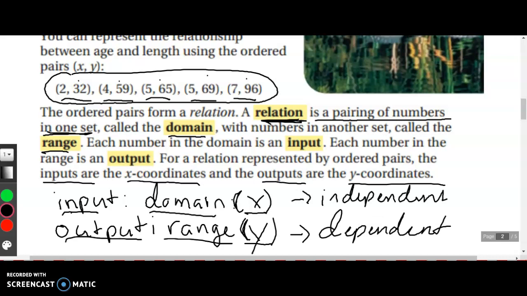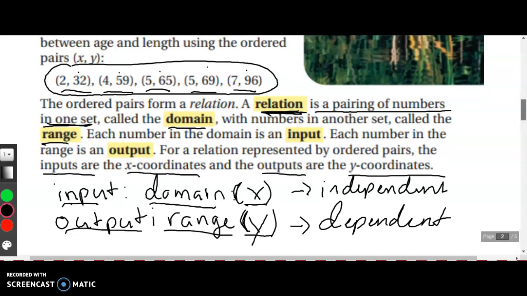But now you know that all four of these go together and all four of these go together. So input goes with output. Domain is another word for input. Domain goes with range. X is the domain. X goes with y. And the independent variable is the x value, which goes with the dependent variable, which is the y value.